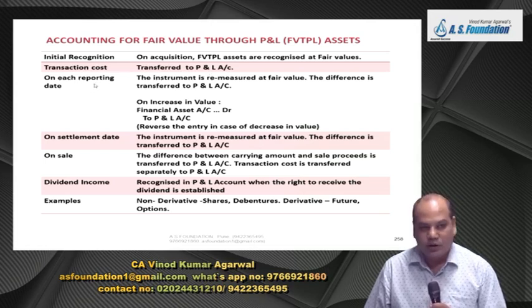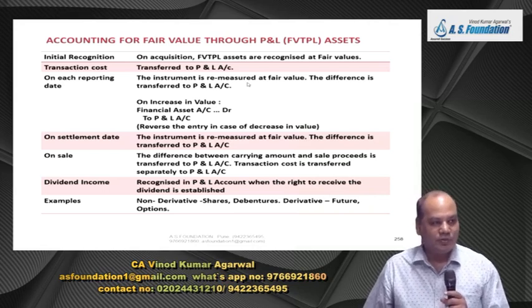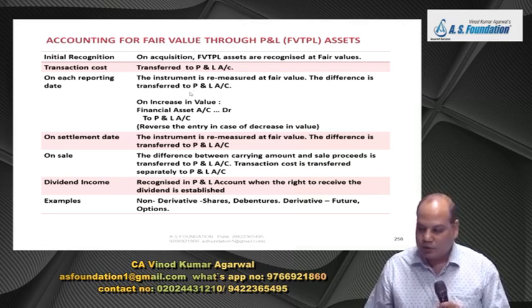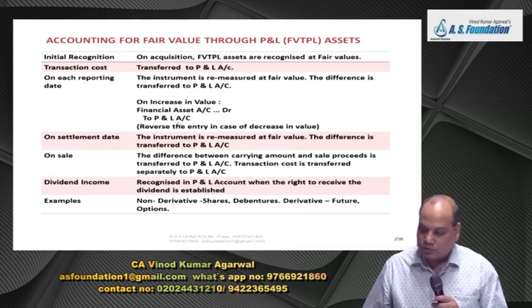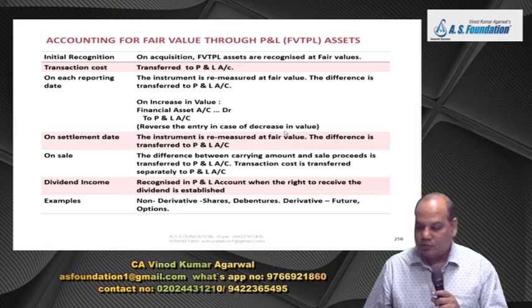Then on each reporting date, the instrument will be remeasured at fair value, because my objective is to make profit from this instrument. The difference will be transferred to profit and loss account. That is why the name of the instrument is fair value through P&L account. I have written one entry. Suppose the fair value goes up, increase in value: financial asset account debit to profit and loss account. Then I have written a note for you: reverse the entry in the case of decrease in value. So the entry will be P&L account debit to financial asset.